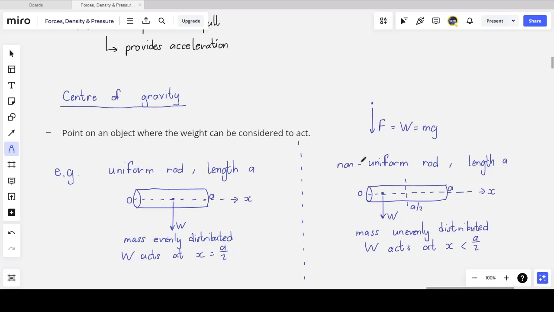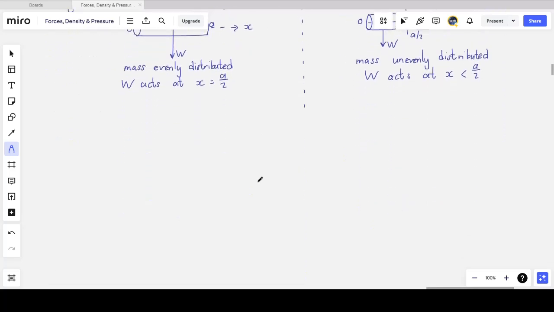This object would balance if I put my finger at the point where W is acting, and that would be the center of gravity. That would be the point at which the rod would balance. So this is basically what the center of gravity tells us. It just tells us the point at which the force is acting. This is important because we need to know where the force is acting in order to do calculations with the force. Because if I know where the force is acting, then I can use the force and a distance associated with that force from a certain point, which we'll see later on. But that's basically the center of gravity.